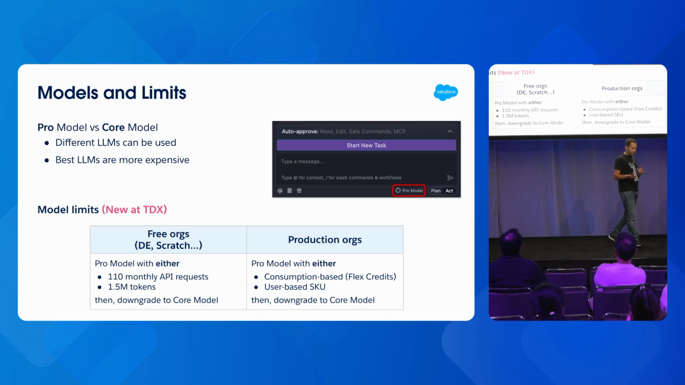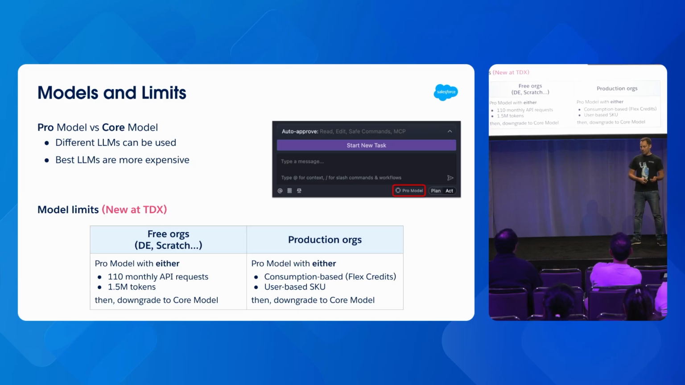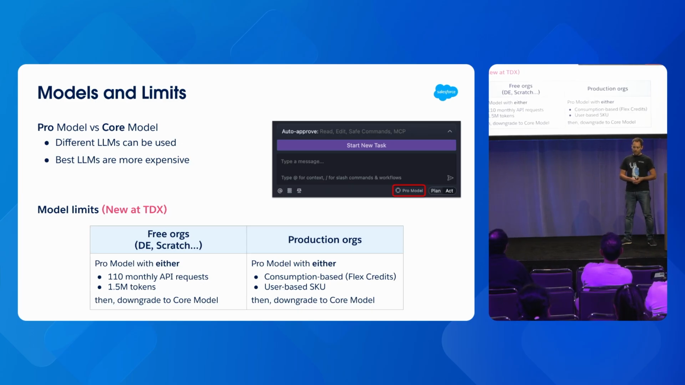The difference between those two is that there are different generations of LLMs. Some of them, obviously, the most powerful ones, are more expensive, and this is why, at some point, you may get downgraded. Here, I've shared with you the latest limits. This is really brand new. We've changed a bit the way we are shipping the limits for the number of API calls to the Pro model. And if you're working with a free org, whether it's a developer edition org or a Scratch org, you'll get access to 110 monthly API requests, and then also a certain amount of tokens before getting downgraded to the Core model. So this is just for reference.